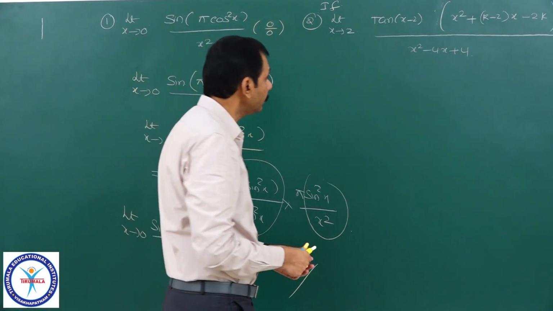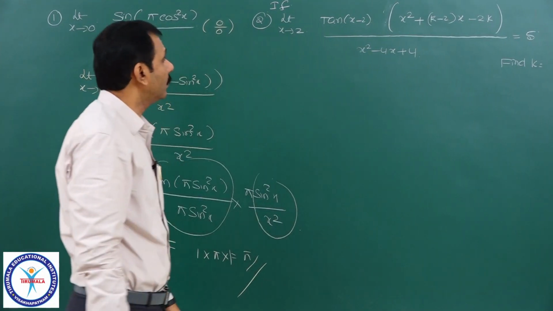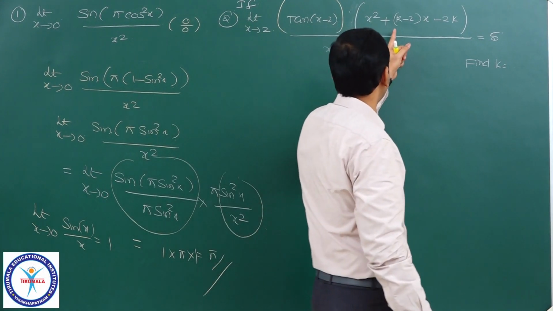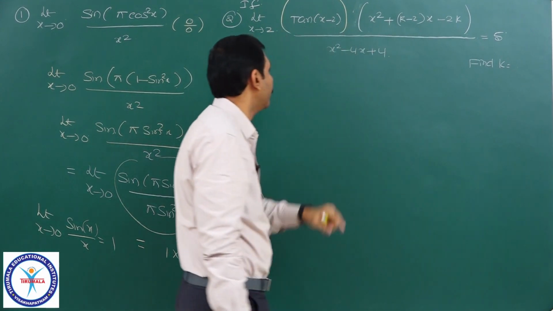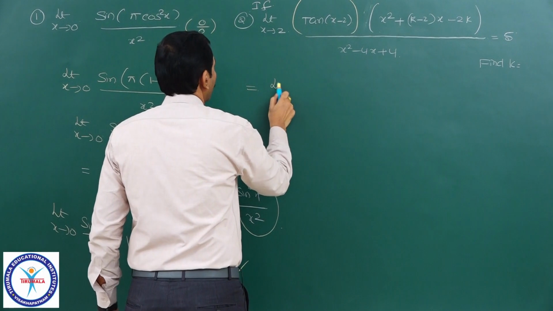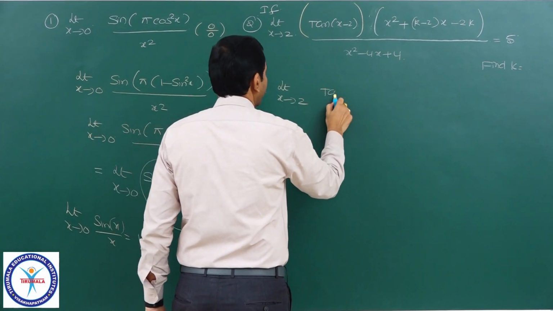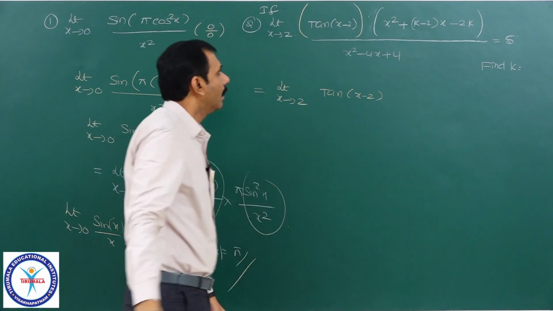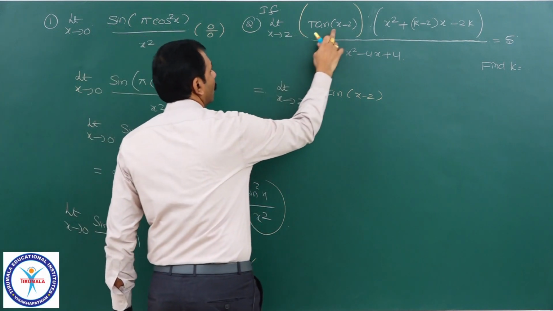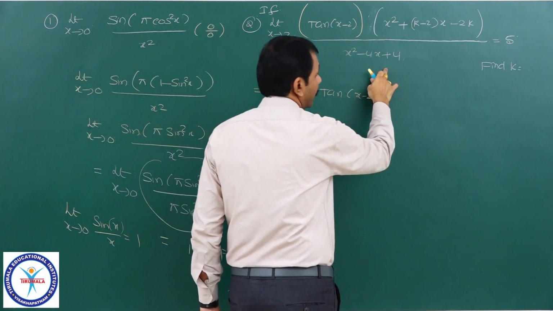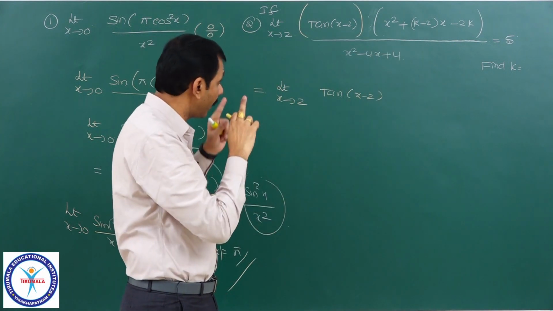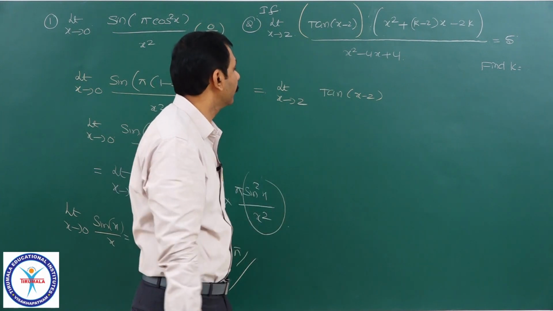Next one. Limit x tends to 2 of tan of x minus 2, multiplied by x square plus k minus 2 into x minus 2k, by x square minus 4x plus 4. See here, it is equal to limit x tends to 2 of tan of x minus 2. Of course it is 0 by 0 form only, because x equal to 2 means tan 0 is 0, and the denominator x minus 2 whole square is also 0. But given the limit, we need to eliminate that form, evaluate that limit and equate it to 5.